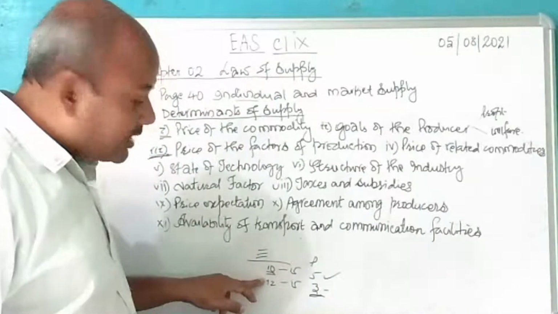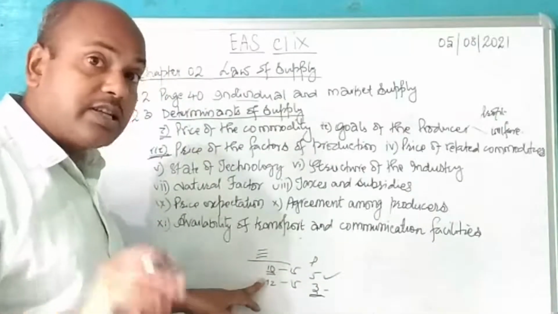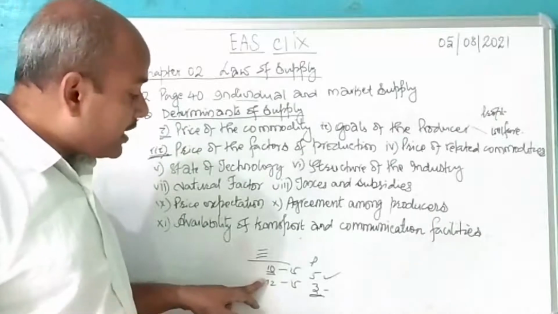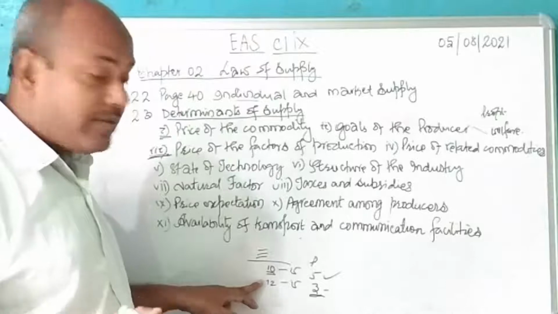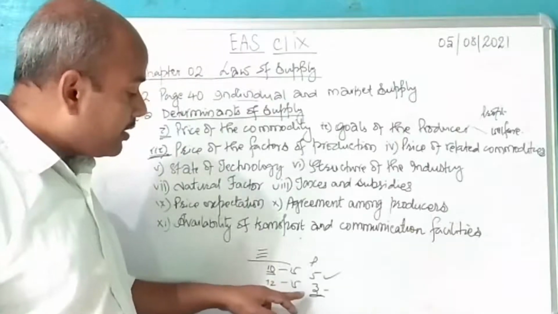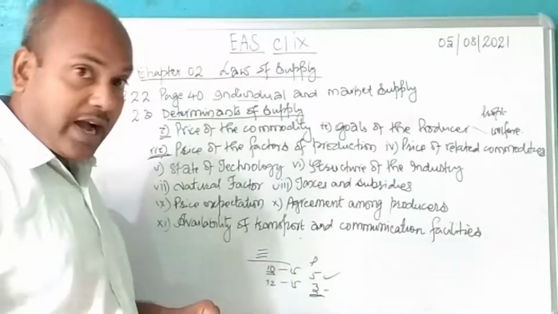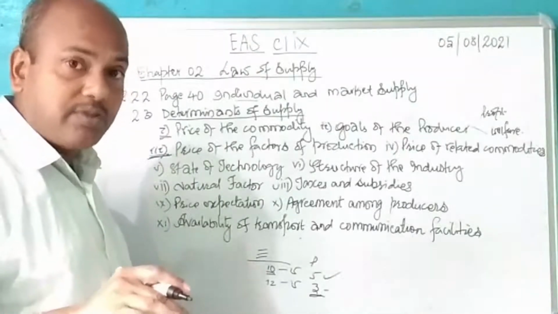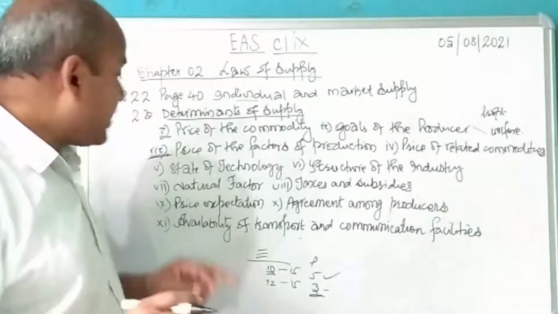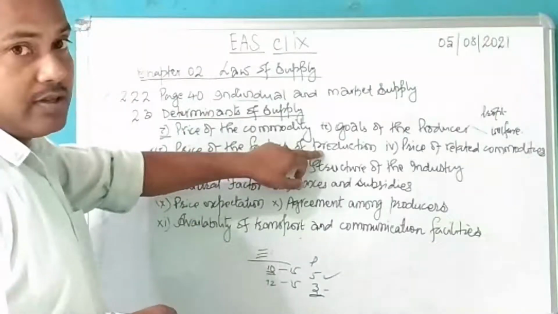But if the cost of production decreases to 8 rupees, then again your supply will be more. Why? Because your profit will be 7 rupees. The higher the profit, the more the supply, and the lesser the profit, the less the supply. So it also depends upon the price of the factors of production.